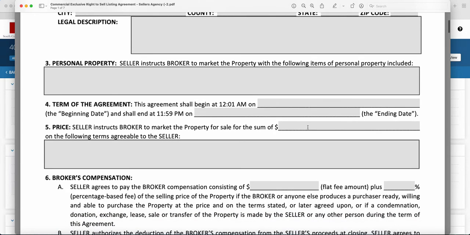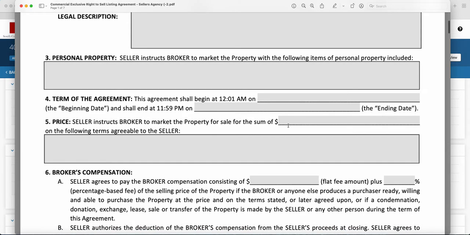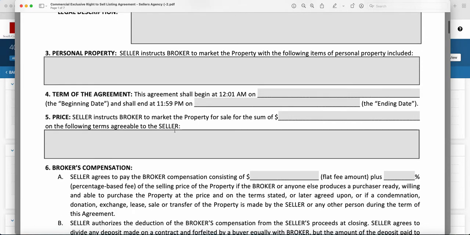Next line here, and we're going to be going through all this, all the highlighted areas, so you know what to fill in. That's what we're going to focus on. This is where we put the price. So you're listing it for $500,000, put $500,000. You're listing it for $2 million, we put $2 million in there.